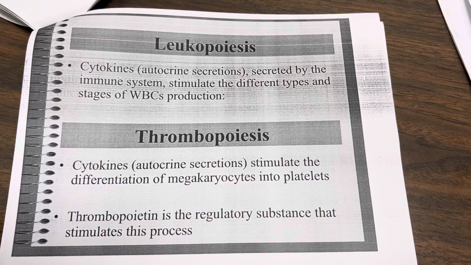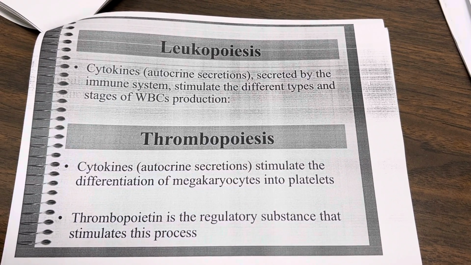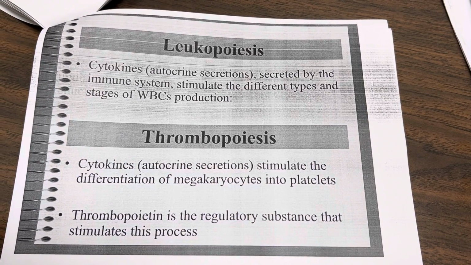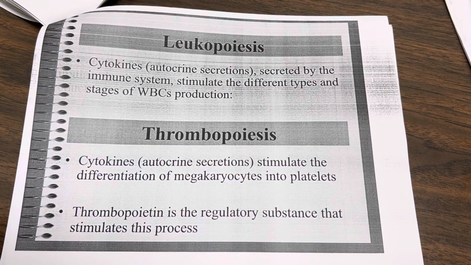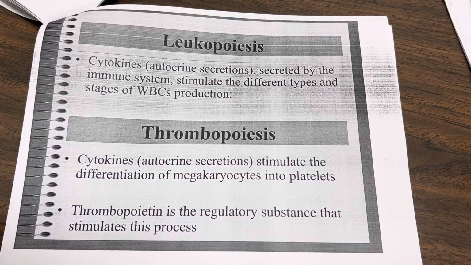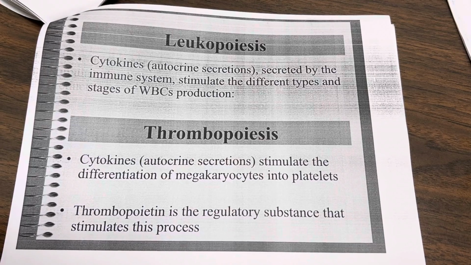Leukopoiesis: cytokines, autocrine secretions secreted by the immune system, stimulate the different types and stages of white blood cell production.